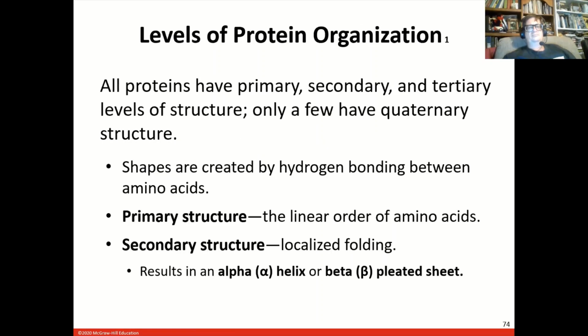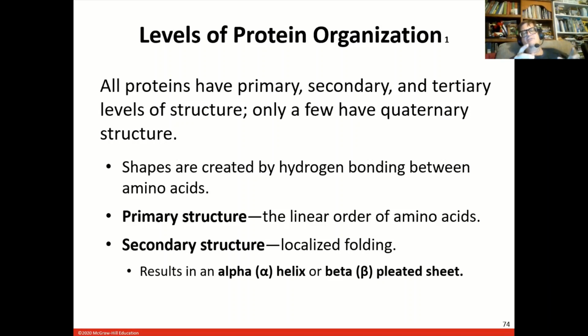All right, so proteins. It says all proteins have primary, secondary, and tertiary structure. Only a few have quaternary. So primary is what amino acids you're using in what order. Just the chain, the polypeptide chain, which amino acids, what order they are, that's the primary structure. The secondary is local folding, and that's usually caused by hydrogen bonds.